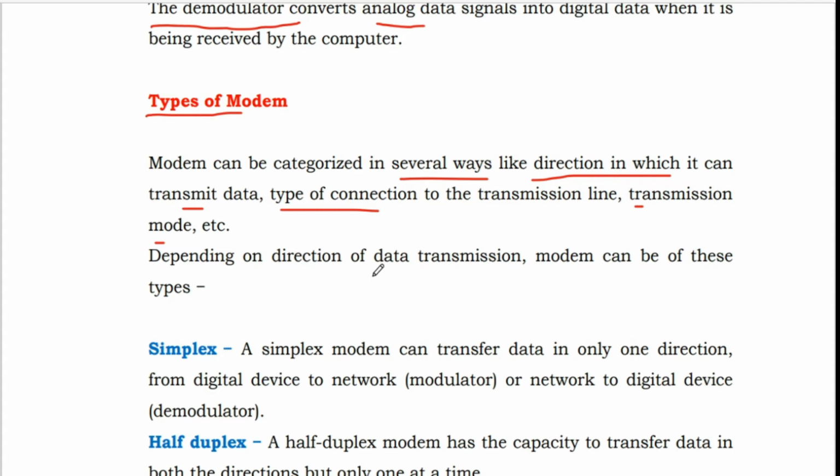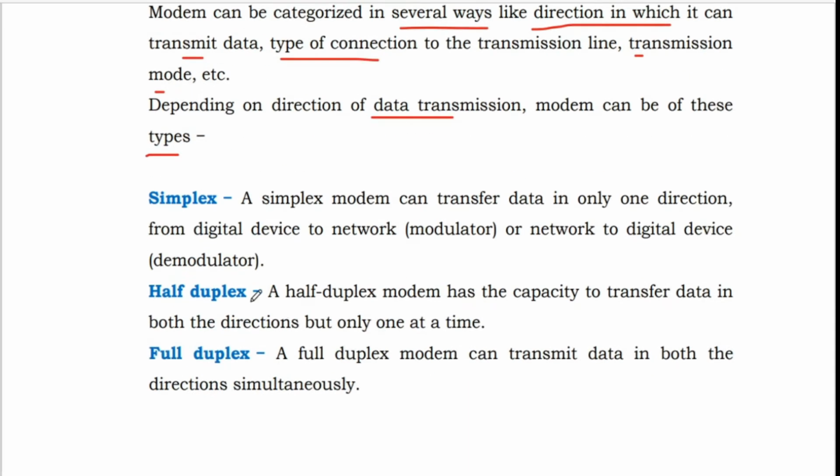Depending upon the direction of data transmission, a modem can be of these types: simplex, half duplex, and full duplex. So the information is transferred in three different modes: the simplex mode, the half duplex mode, and the full duplex mode.